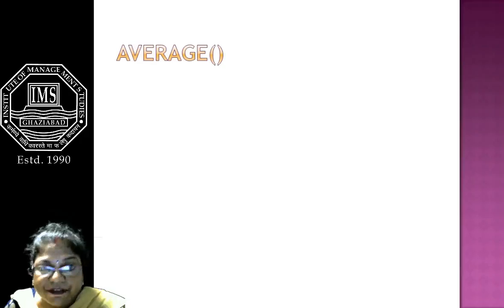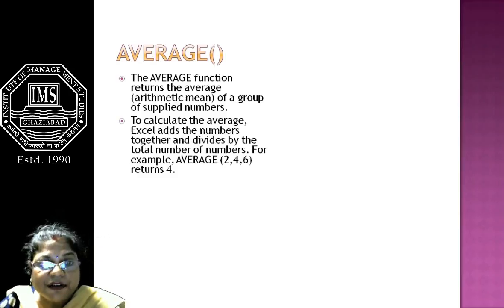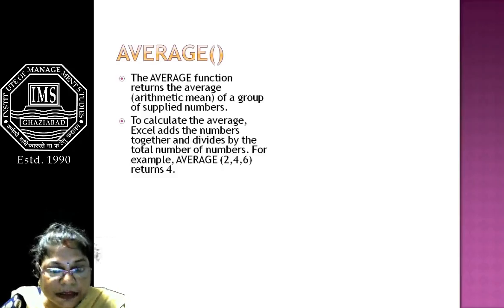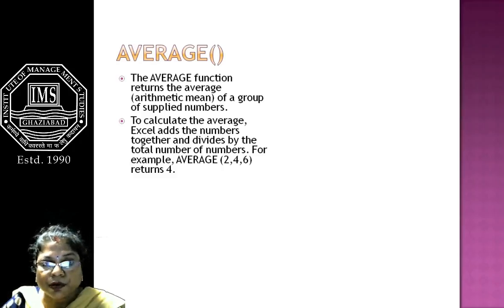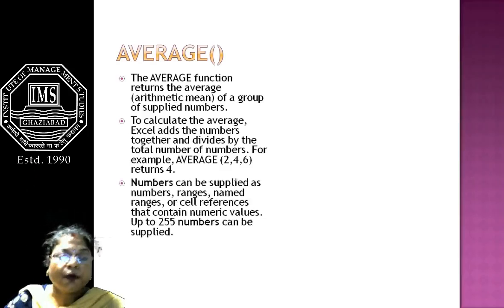Next function is average. The average function adds up the total value and divides it by the number of arguments. The average function returns the average or arithmetic mean of a group of supplied numbers. To calculate the average, Excel adds the numbers together and divides by the total number of numbers. For example, average 2, 4, 6. It is first going to add up 2 plus 4 plus 6, divided by 3 because there are 3 numbers, and ultimately it is going to return the value 4.